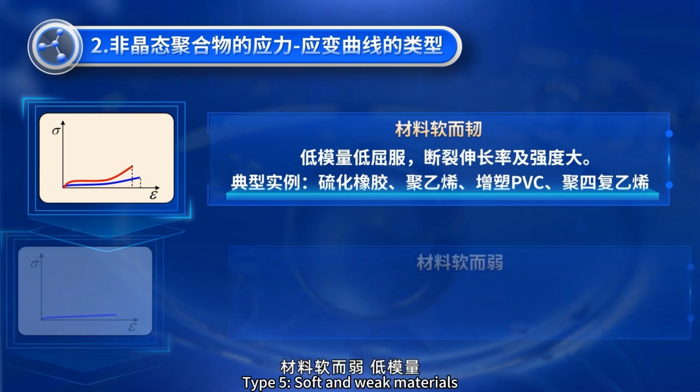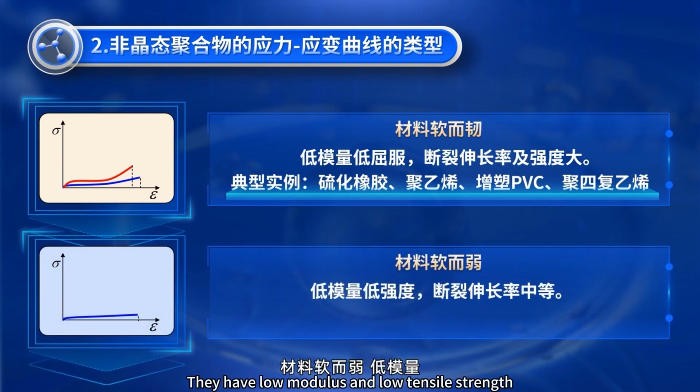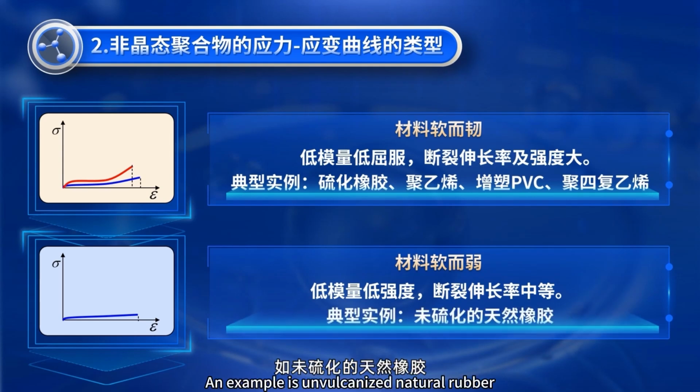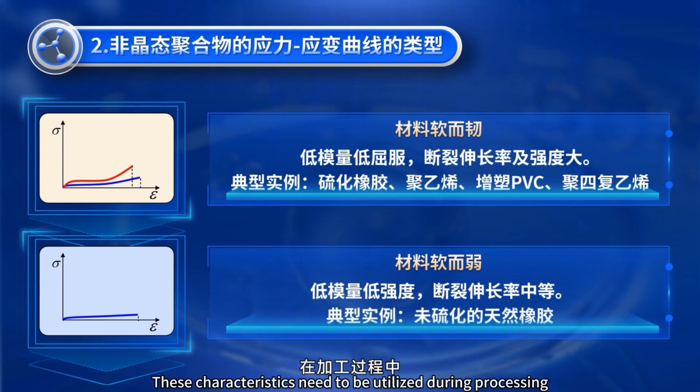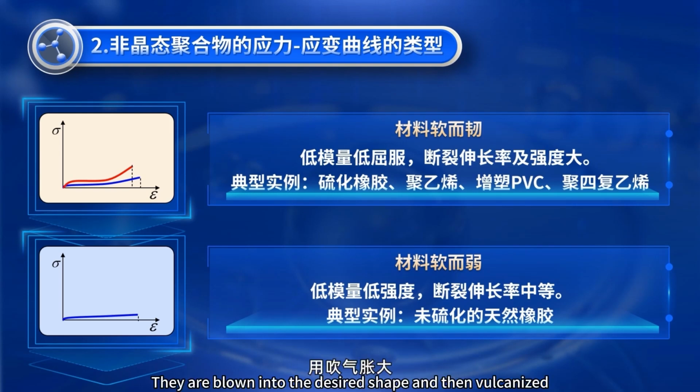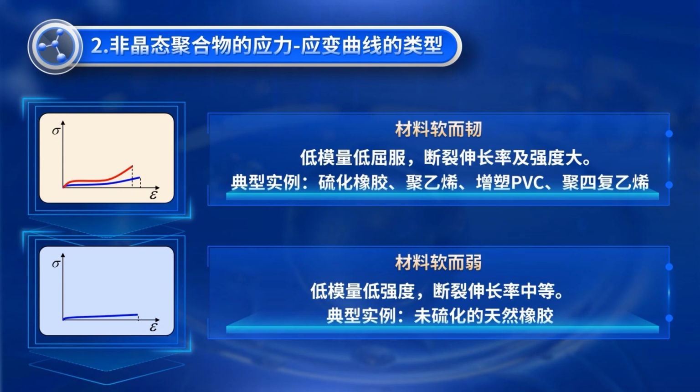Type 5, soft and weak materials. They have low modulus and low tensile strength. However, they still have moderate elongation at break. An example is unvulcanized natural rubber. These characteristics need to be utilized during processing. They are blown into the desired shape and then vulcanized. It then becomes a Type 4 material.